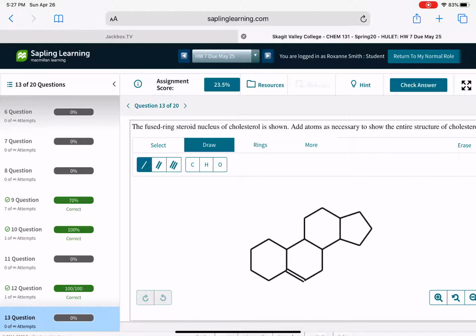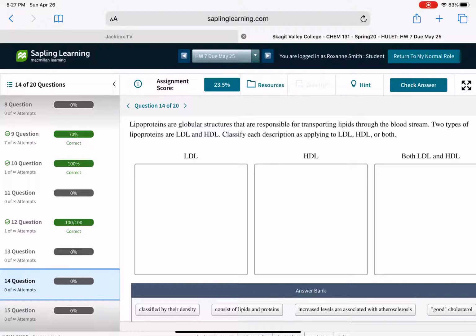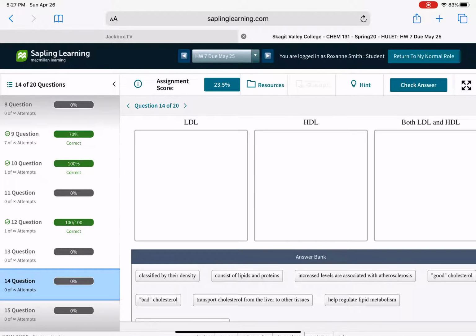Question 13 is asking you to modify the structure to look like cholesterol, which you have in your notes in section 19.8, so you can do that. Question 14 is about HDL and LDL, and you have that in the same section 19.8, so you should have no problem with that. We didn't really talk that much.